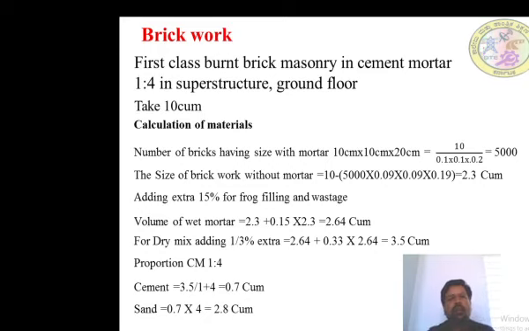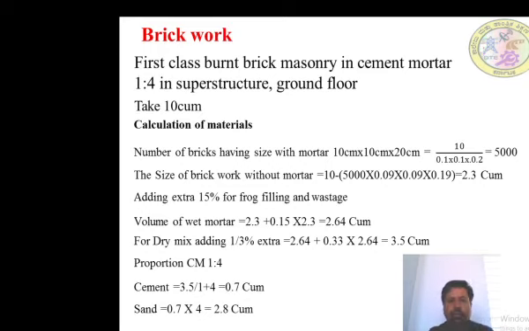For example, one problem on brickwork: first class burnt brick masonry in cement mortar 1:4 in superstructure for the ground floor. Take 10 cubic meter. Calculation of material: number of bricks with mortar, size 10 by 10 by 20 centimeter. 10 cubic meter divided by 0.1 into 0.1 into 0.2, the 0.1 being the width of mortar, equals 5,000 numbers.